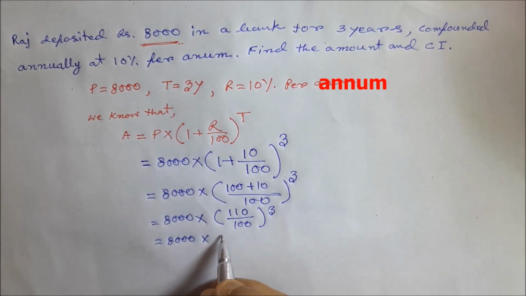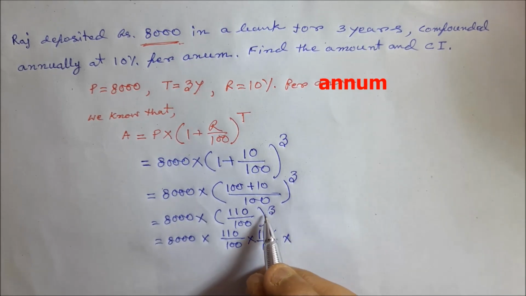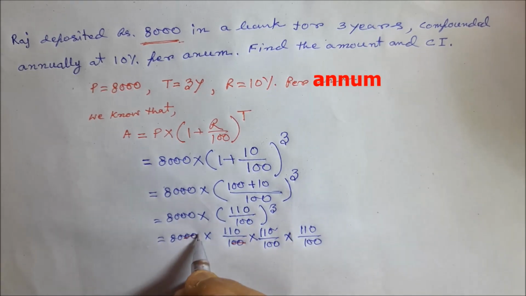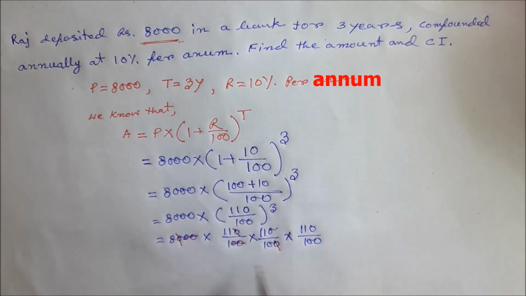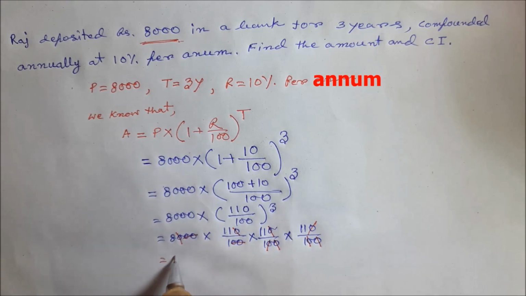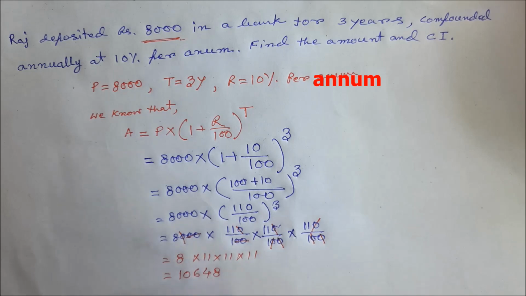Now we have to open this bracket. So 110 divided by 100, 3 times it has to be multiplied because the power is 3. So 110 divided by 100. These 2 zeros will be eliminated with these 2 zeros, and this 0 will be eliminated with this, and this 0 and this 0 will be cancelled, and this 0 and this 0 will be cancelled. Another 0 is there, so cancel this 0 also. So what is remaining? That is 8 multiplied by 11 multiplied by 11 multiplied by 11. Isn't it? Next you have to multiply it. Simple. So after multiplying all these values, we will get 10,648. So we have got our answer, that is the amount.